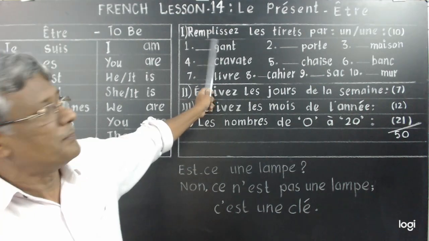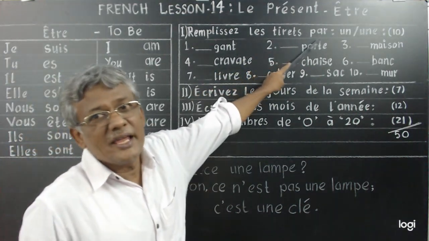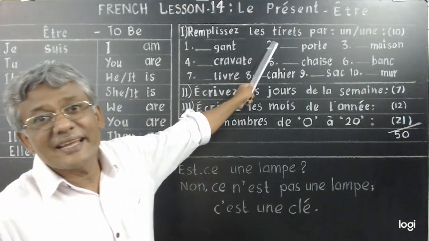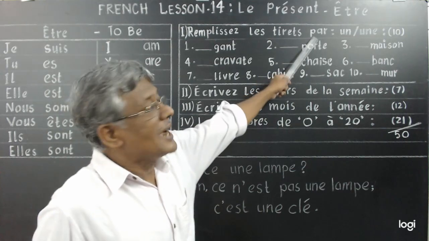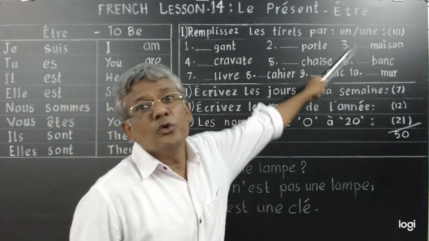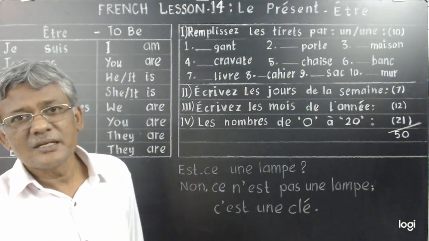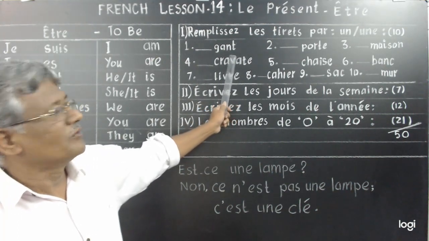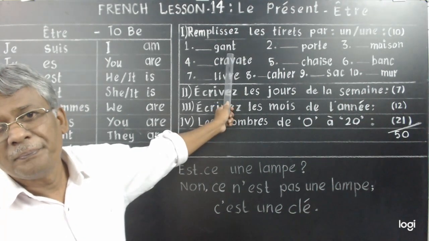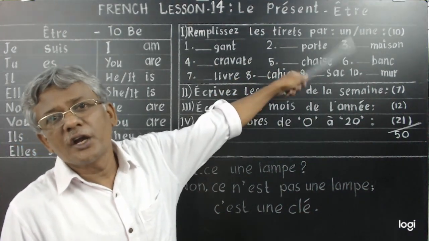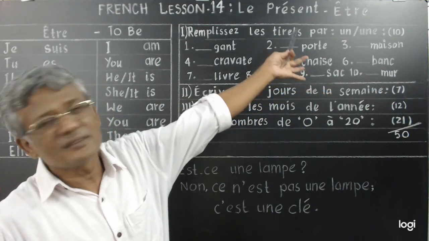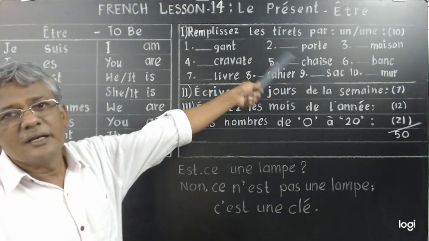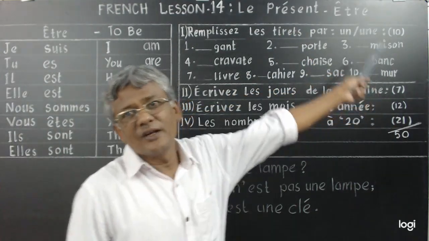Remplissez means what? Fill up the dashes by un or une. Remplissez les tirets par un ou une. Could you understand what it is? Fill in the blanks by un or une. Find out the word whether it is masculine or feminine. Add un or une, whichever is correct accordingly. Masculine, feminine, you learnt. And fill in the blanks. This carries 10 marks, 10 words, 10 marks.